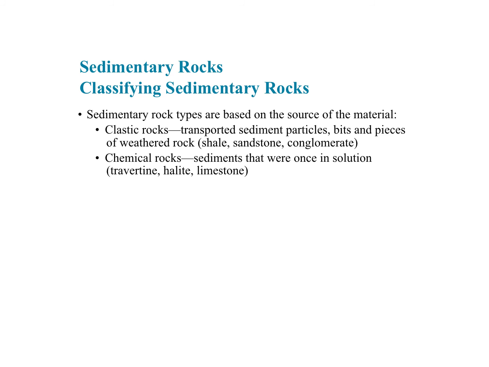Now we can further classify sedimentary rocks into clastic rocks, which are transported sediment particles, bits and pieces of weathered rock. Examples of this include shale, sandstone, and conglomerate. And then there are what are called chemical rocks, where the sediments were once in a solution. And we have travertine, halite, limestone, etc. And so basically, those are the different kinds of sedimentary rocks, those that came out of solution and those that were rocks that were broken up into little pieces and weathered together.